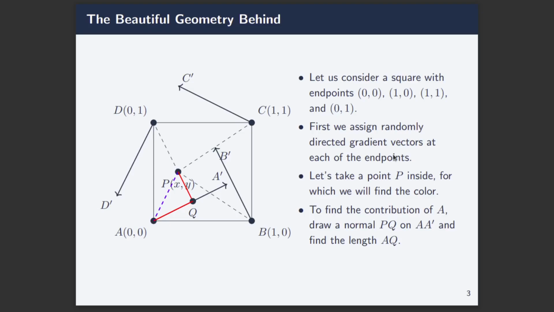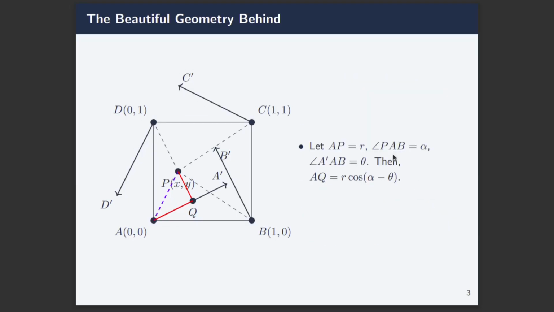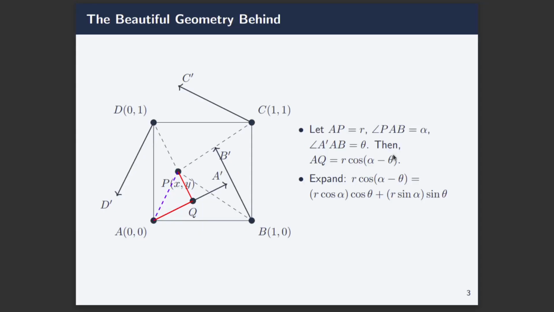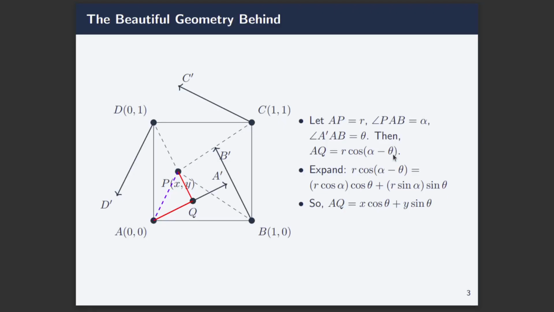And let's find some mathematical expression for AQ. So we define AP equals R, angle PAM equals alpha, and most importantly, angle A prime AP, or the angle at which the gradient vector is in line with respect to the x-axis, is basically theta. Then AQ will be R cos(alpha minus theta). Now, if we expand, it is R cos alpha cos theta plus R sin alpha sin theta, and it becomes X cos theta plus Y sin theta.